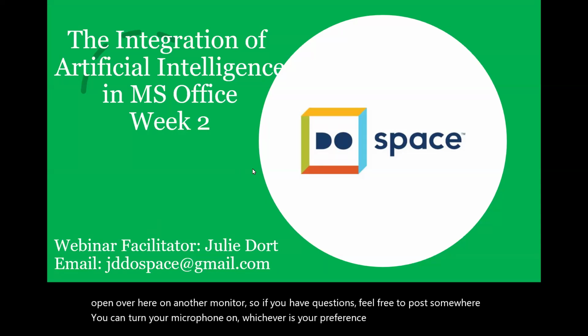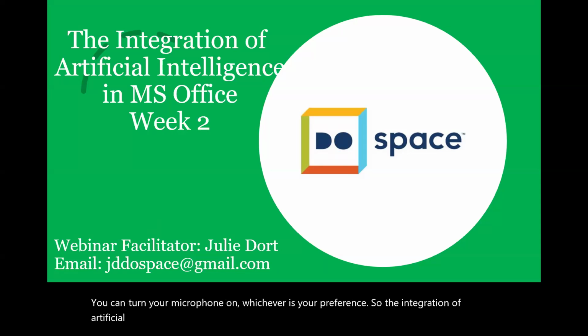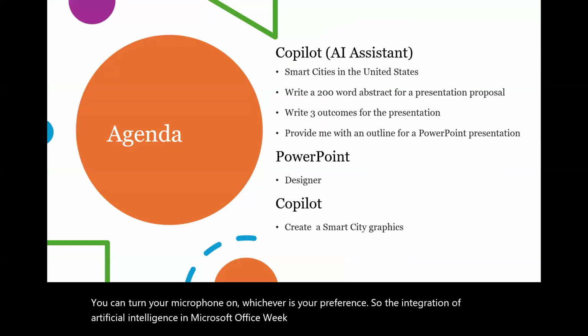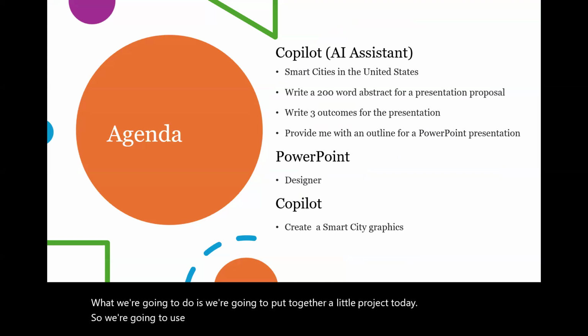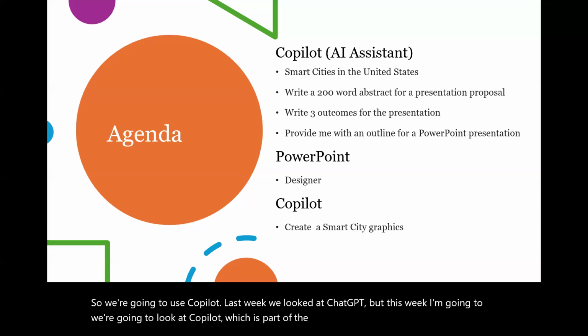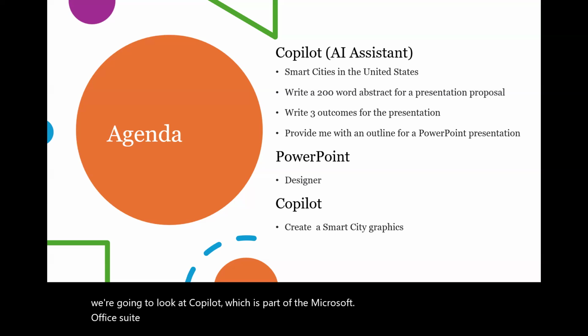The integration of artificial intelligence in Microsoft Office, week 2. What we're going to do is put together a little project today. So we're going to use Copilot. Last week we looked at ChatGPT, but this week we're going to look at Copilot, which is part of the Microsoft Office suite. And we're going to look at smart cities.